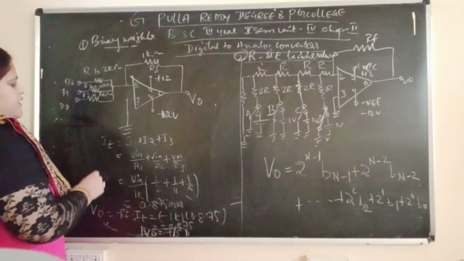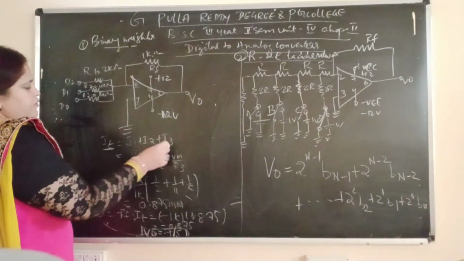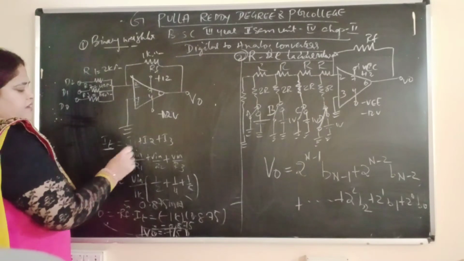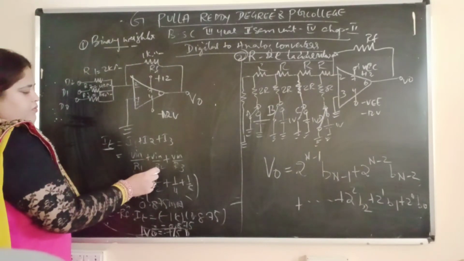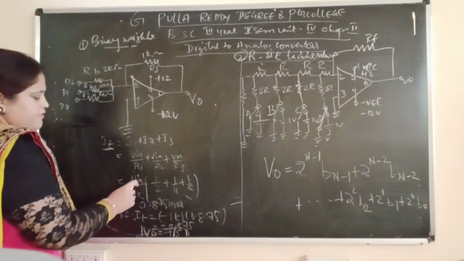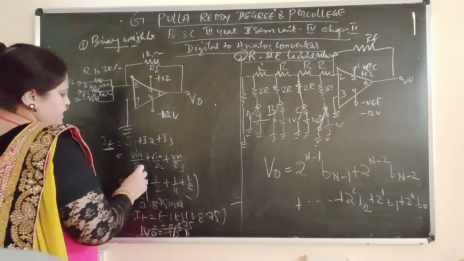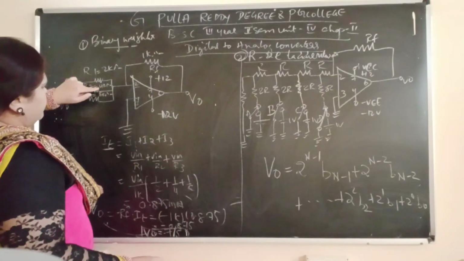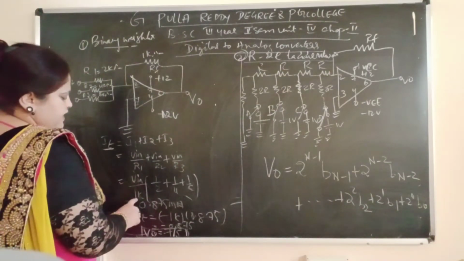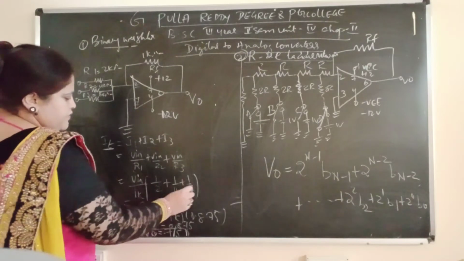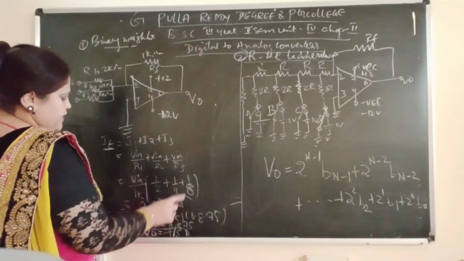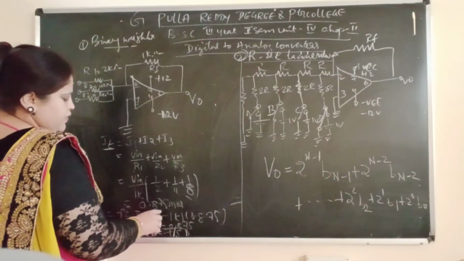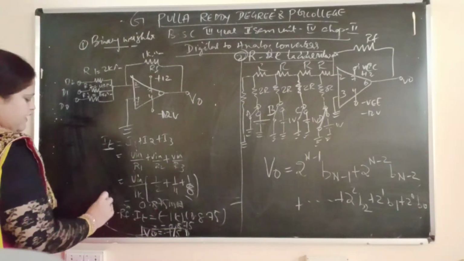Now from this we will calculate currents I1, I2, I3. What is the current formula? V1 by R1, V2 by R2, V3 by R3. Taking V in common, 1 by R1, R2, R3. What is the value of R1? I am taking 1, 2, 4, 8. Then multiply and divide, and you will get, with V in taken as 1, 0.87 milliamp. This is the total current.